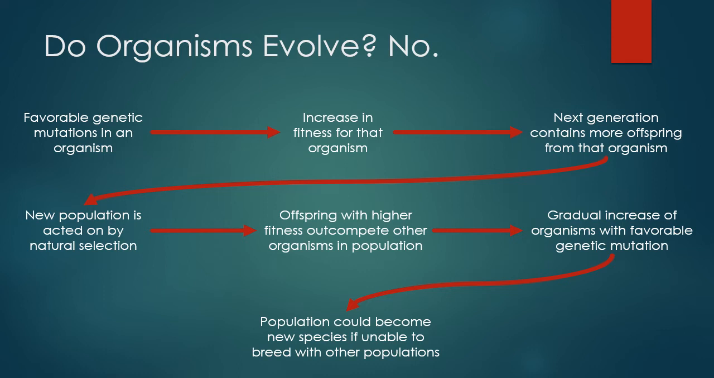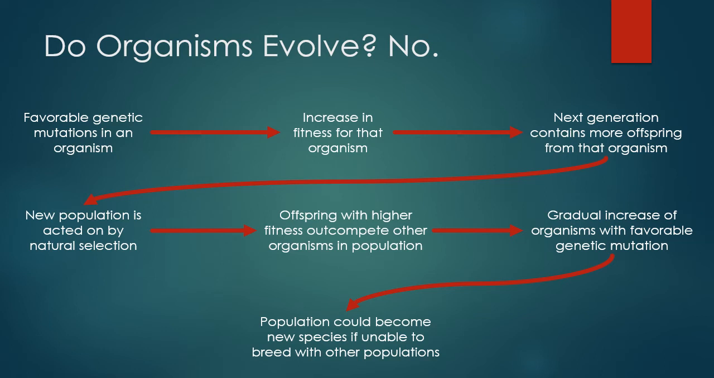Individuals can have mutations, so let's take a look at what might happen if an organism has a favorable genetic mutation. A favorable genetic mutation can lead to an increase in fitness for that organism. Now, mutations generally don't do this. Most of the time, genetic mutations are bad, but every once in a while, they can result in an increase in fitness. And because there's an increase in fitness, the organism has more offspring. In the next generation, the new population, which has more offspring from this organism, is acted on by natural selection.